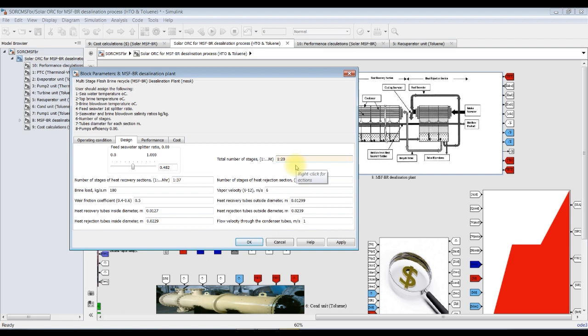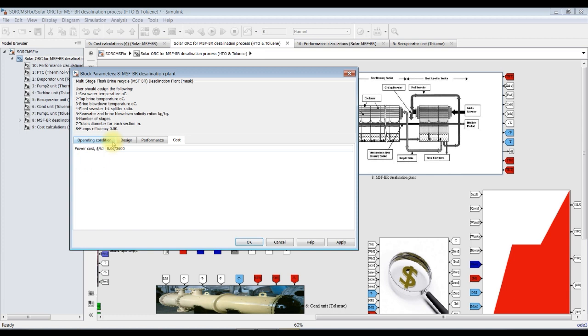And heat recovery, of course, is 3 stages. And you can change if you want. You can study the effect of increasing a number of heat rejection stages. Heat recovery, because this is 3, this is 20 minus 3 is 17. It's okay, and the rest is okay. Efficiencies of pumping system and cost of power.